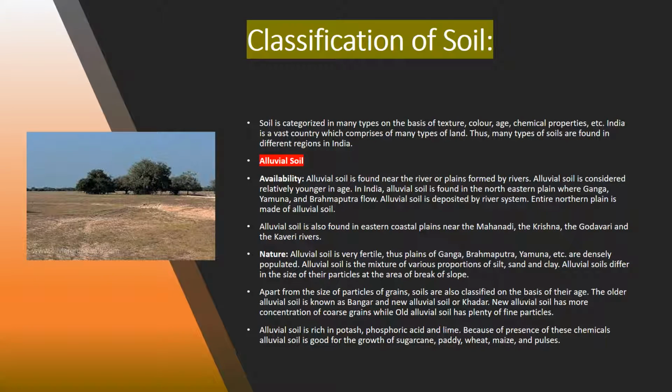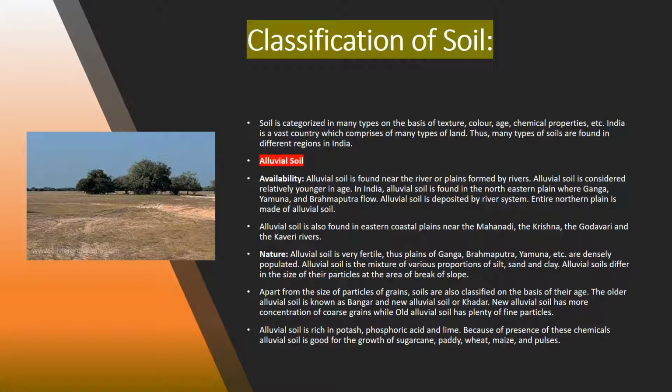Alluvial soil is deposited by the river system. The entire northern plain is made of alluvial soil. Alluvial soil is also found in the eastern coastal plains near the Mahanadi, the Krishna, the Godavari and the Kaveri rivers. Nature. Alluvial soil is very fertile, thus the plains of the Ganga, Brahmaputra, Yamuna, etc.